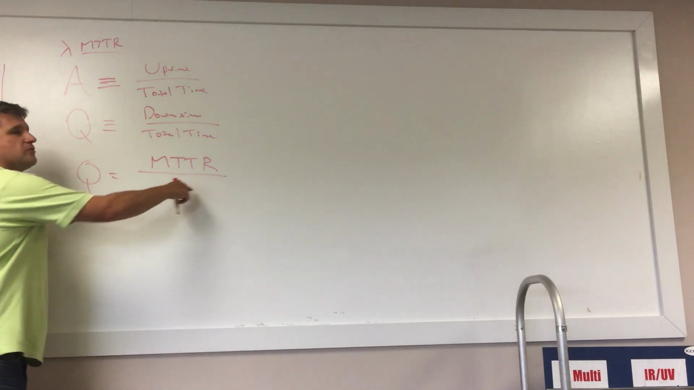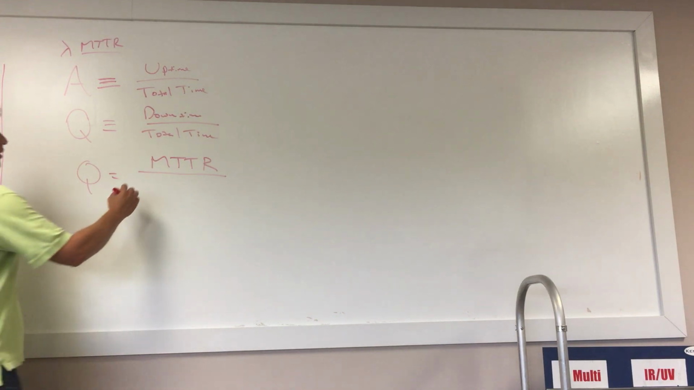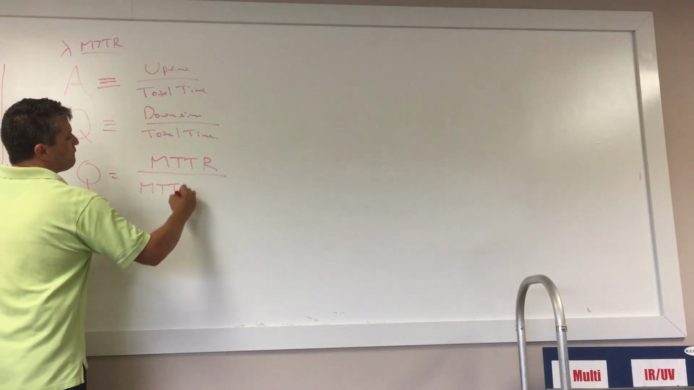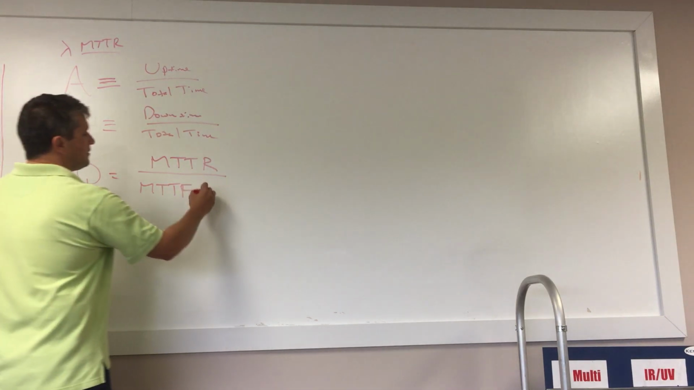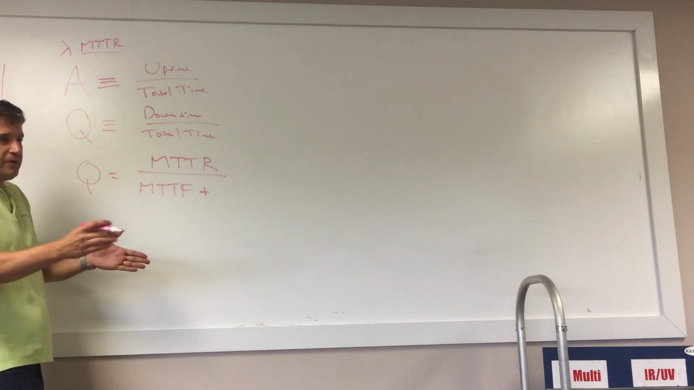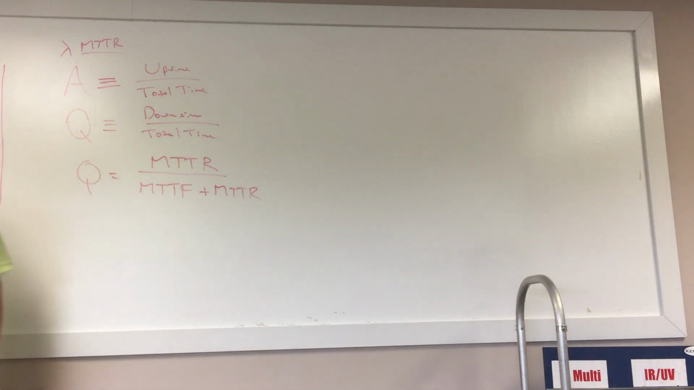What is the total time then? Well, the total time of one sequence will be how long was it in operation? Well, it was in operation for the mean time to fail. And then you need to add the mean time to repair to give yourself one entire cycle.